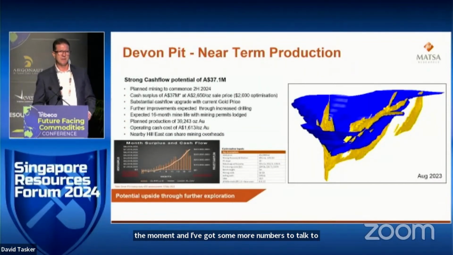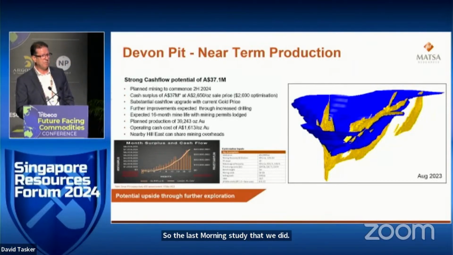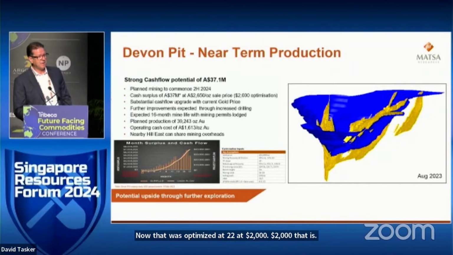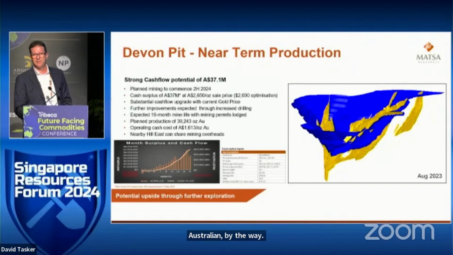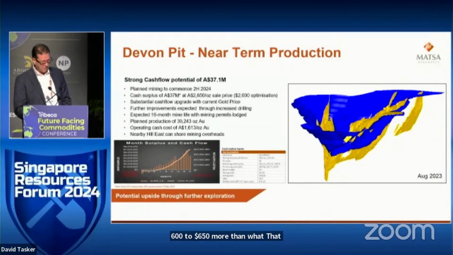I've got some more numbers to talk to there. The last mining study that we did showed a return of about $37 million, and the mine produced just shy of 40,000 ounces. Now that was optimised at $2,000, that is, Australian, by the way, and using a gold sales price of $2,650. At today's price of $3,300, I'll let you do the maths as to what that impact would be. We're talking about $600 to $650 more than what that was optimised at, so that should be a healthy return.